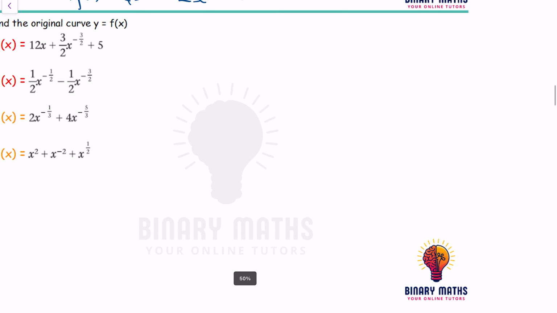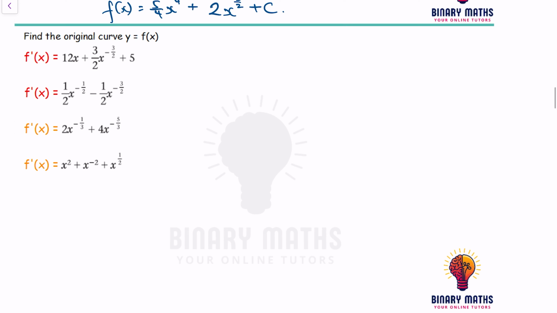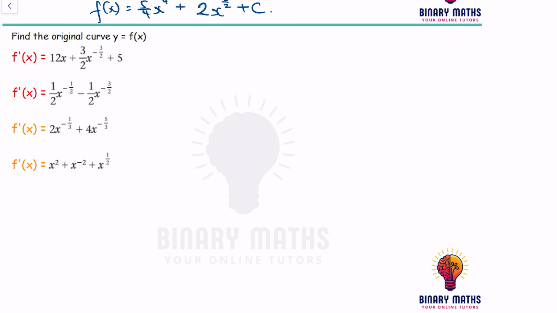Okay, find the original curve y is equal to f of x when f dash of x are each of these. Now in these cases, we can use the formula straight away, so I'm just going to apply the formula. So first one is f dash, let's just call them a, b, c, d. So a: f dash of x is equal to 12x plus 3 over 2 x to the minus 3 over 2 plus 5.